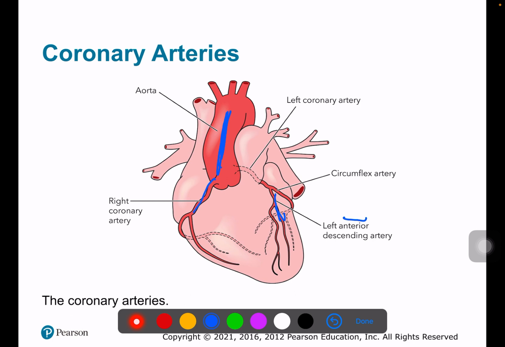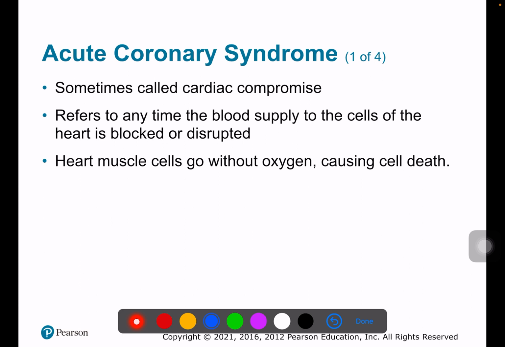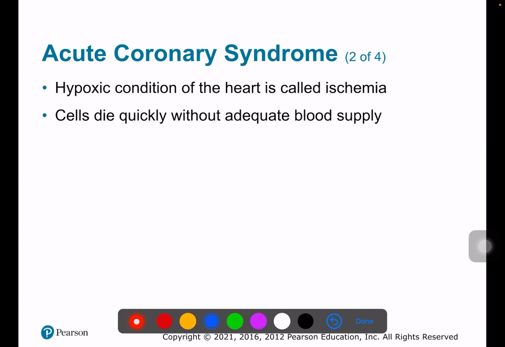And then you got your left coronary artery right there. So coronary arteries are being compromised. Acute coronary syndrome refers to any time the blood supply to the cells of the heart is blocked or disrupted. In those coronary arteries, blood is flowing, right? It's important. So when they get blocked, it's going to stop nutrition, blood, and oxygen from getting to the heart, causing cell death. Hypoxic condition of the heart is called ischemia.